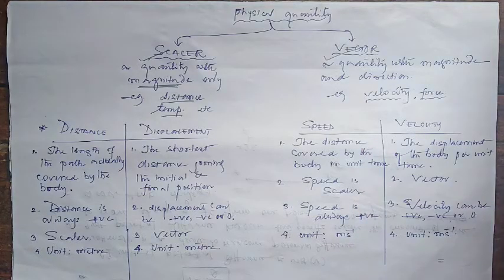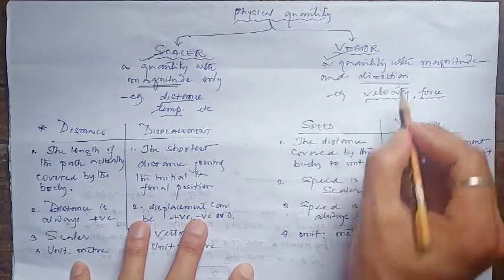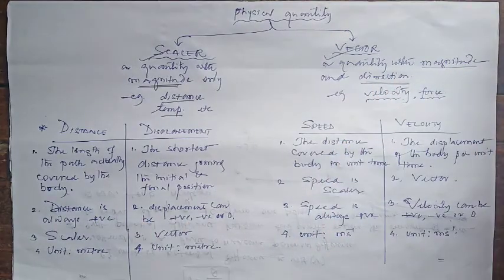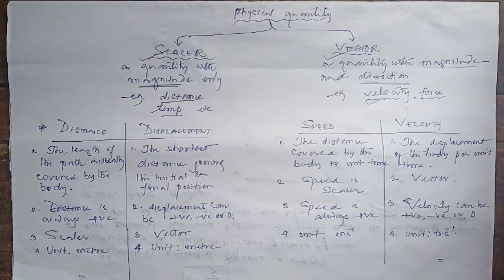Now vector quantities. What are vector quantities? Those quantities where we are interested in both magnitude and direction. Such quantities are called vector quantities. Now an example is velocity. We'll discuss after a short while what velocity is. For the time being, just understand it's speed in a particular direction.